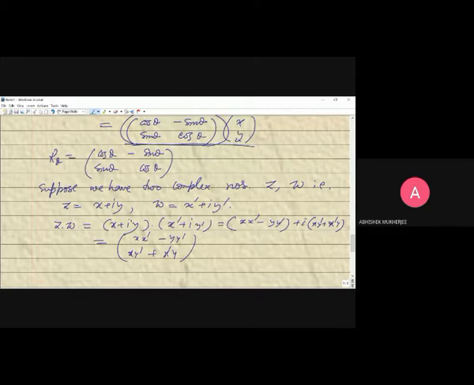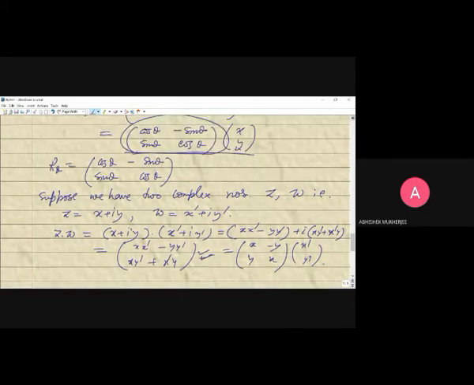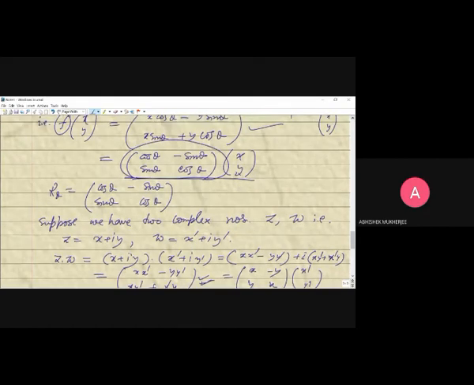So again, if you look at this, you will see that it is actually the multiplication of the matrix with rows (x, minus y) and (y, x) with the column (x dashed, y dashed). So this resembles the notation that we have here.